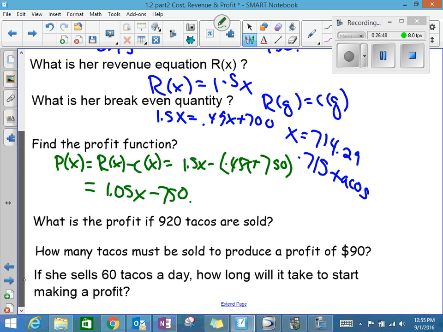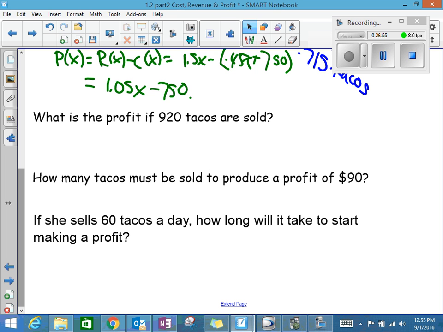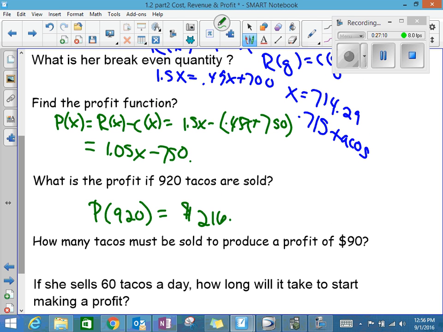So now the profit on 920 tacos, we plug 920 into our profit equation, right? So we're finding P of 920. And Megan, what'd you get for P of 920? $216. Okay, so she doesn't start making a profit till 715 tacos are sold. When she sells 920 tacos, she's actually made a profit of $216.